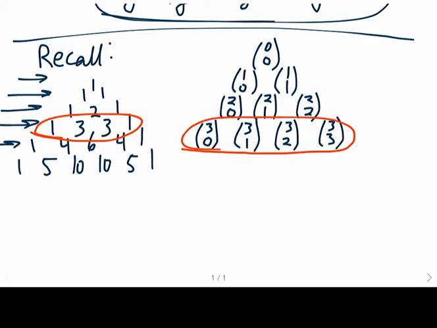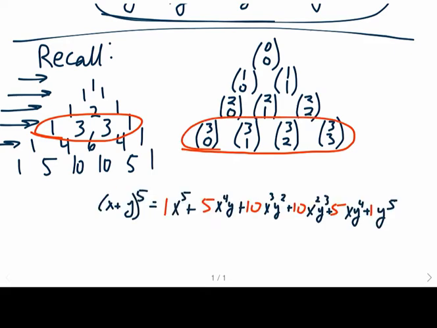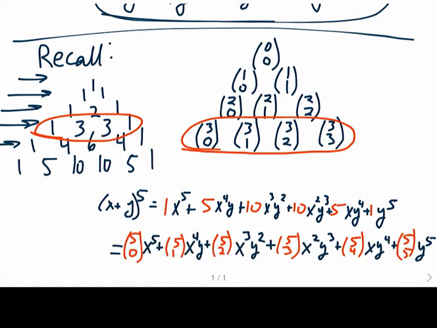So when we expanded x plus y to the fifth power and wrote down our coefficients of 1, 5, 10, 10, 5, 1, those could have been expressed using combinations as 5 choose 0 with x to the fifth, and then 5 choose 1 as the coefficient on x to the fourth y, 5 choose 2 on x cubed y squared, and so on.